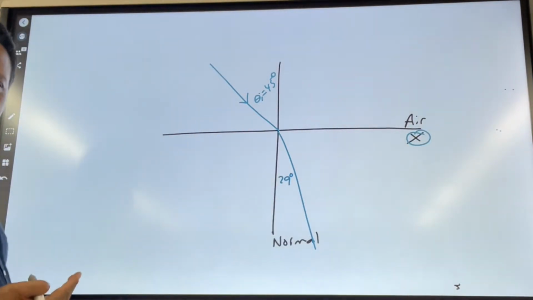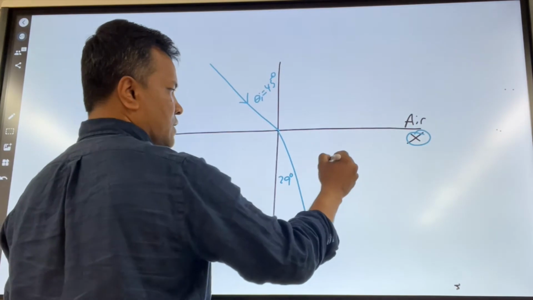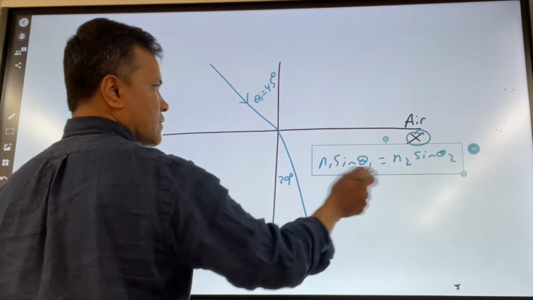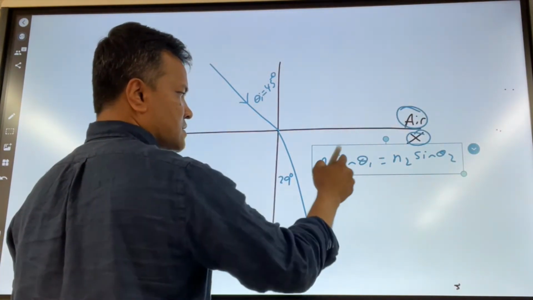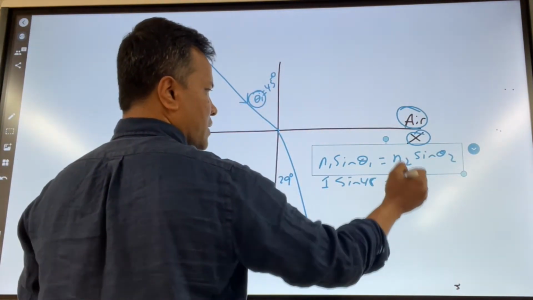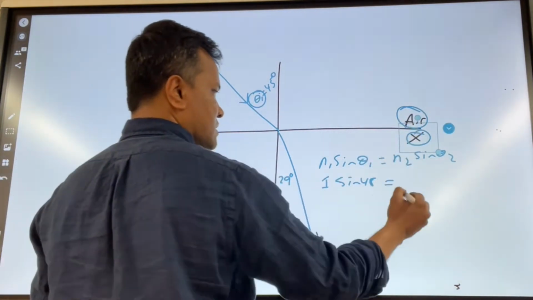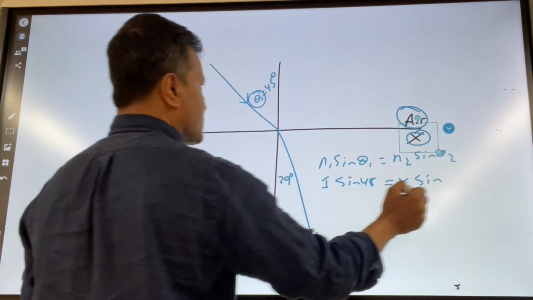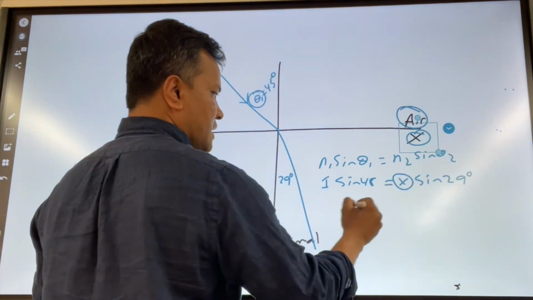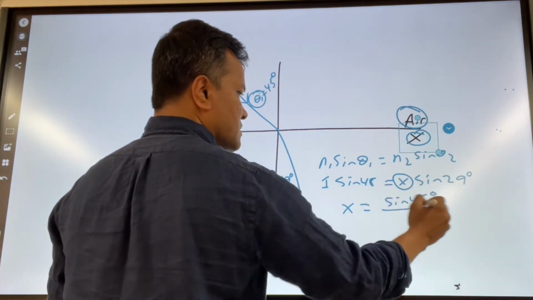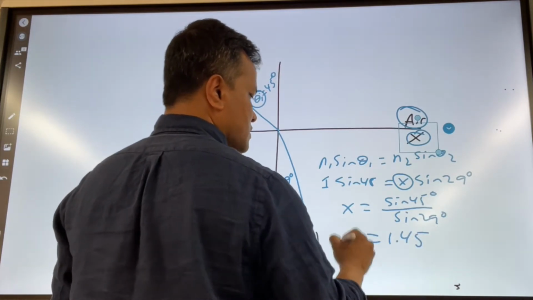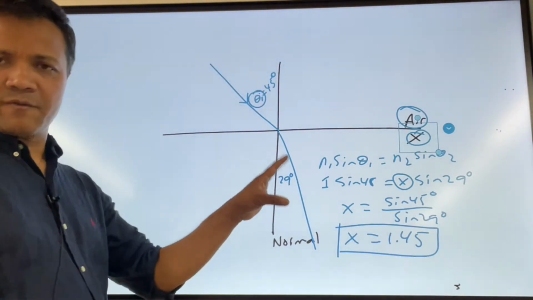Okay, so we're gonna have to use Snell's law. What does Snell's law tell us? N1 sine theta 1 is equal to N2 sine theta 2. N1 for the air is 1, the index of refraction, sine theta for incident is 45 degree, is equal to N2, of course the N2 is the X, and sine theta 2, the theta 2 is 29. So X is equal to sine 45 degree over sine 29 degree, which is 1.45. So index of refraction is 1.45.